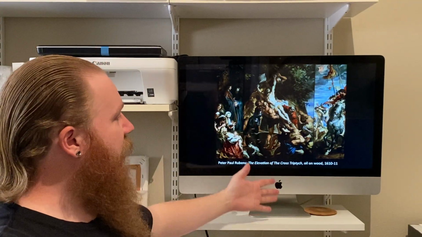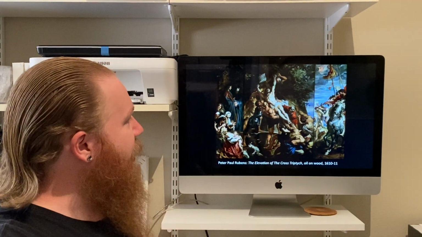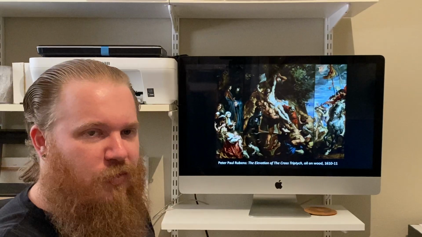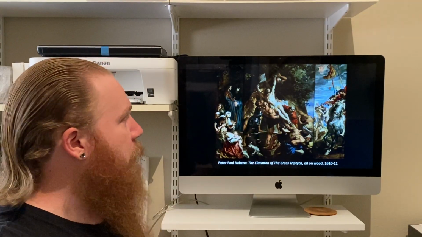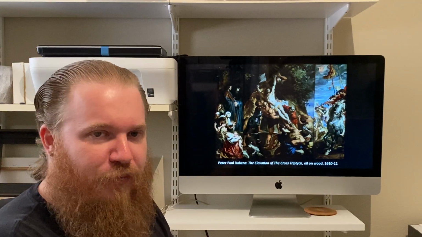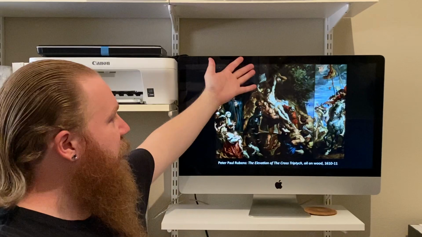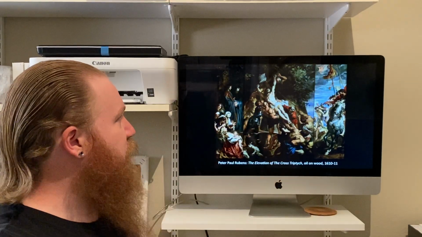But we see very pivotal moments within the biblical story. And this is, once again, what would help to echo religious literacy for the illiterate. So obviously, the main central focus here is the elevation of Christ on the crucifix.